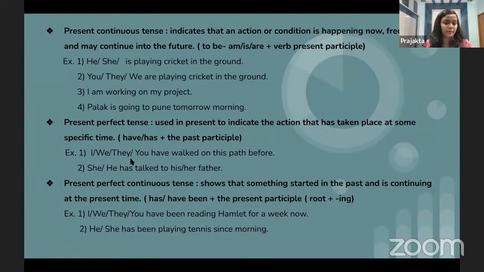I, we, they. Okay, I is first person, we third person plural, they third person plural, you means second person or third person plural also. Okay, have walked on this path before. That means कि ये मैं I have walked on this path before. मैं इस रोड से पहले जा चुकी हूँ.